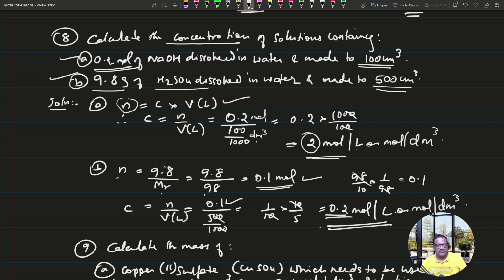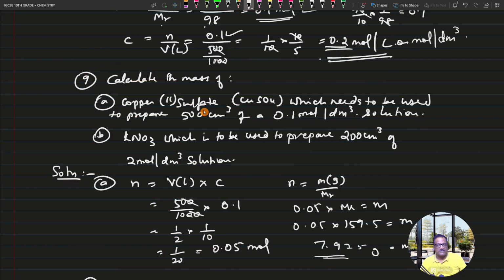Okay. Next question, question number 9. Calculate the mass of copper 2 sulfate, CuSO4, which needs to be used to prepare 500 centimeter cube of 0.1 mole per decimeter cube solution. So concentration is given to you, volume is given to you, and you are asked to calculate the mass of CuSO4.